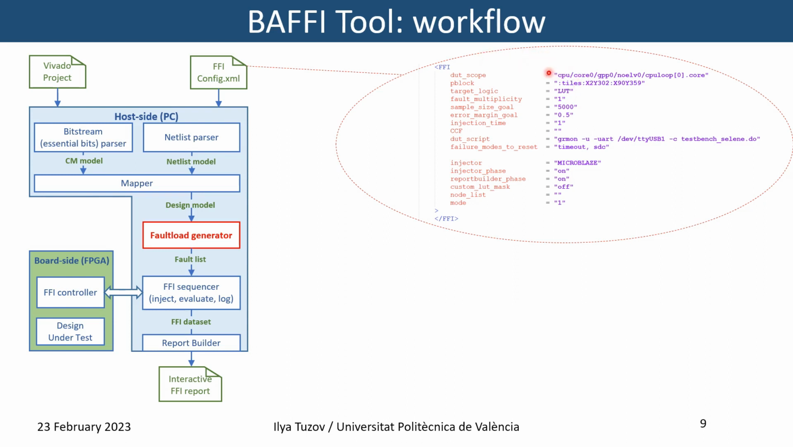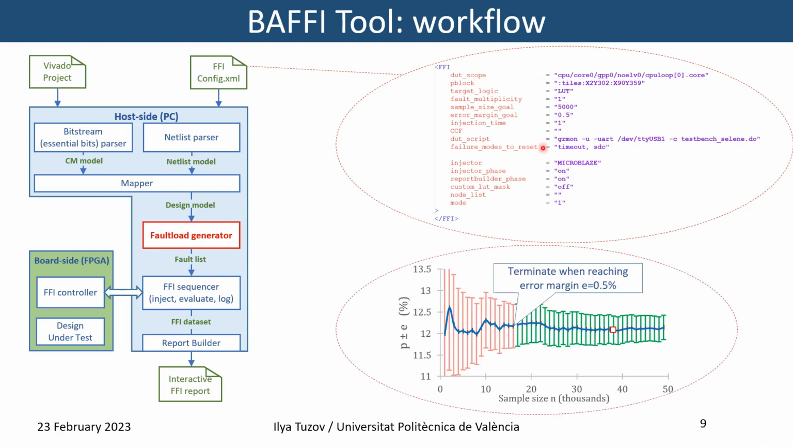The chip area can also be constrained using the p-block filter. It can be combined with a hierarchy filter, or it can be used on its own to set up the area-based FFI experiment. In the statistical sampling mode, we can also adjust the required sample size and the sampling error threshold that should be reached to terminate the experiment.